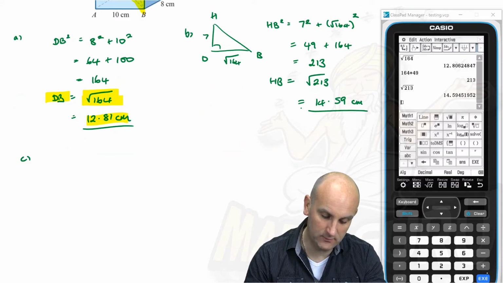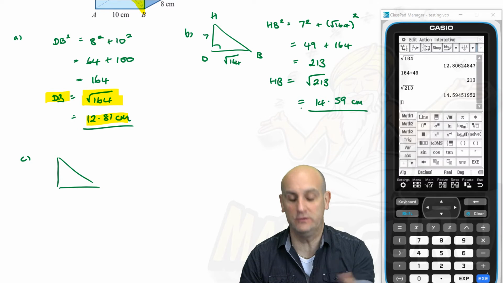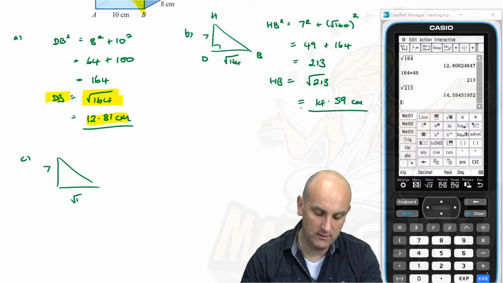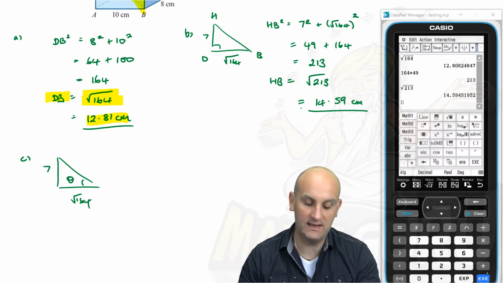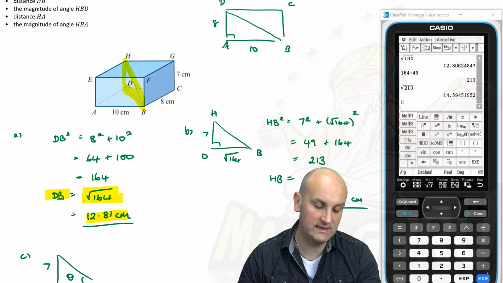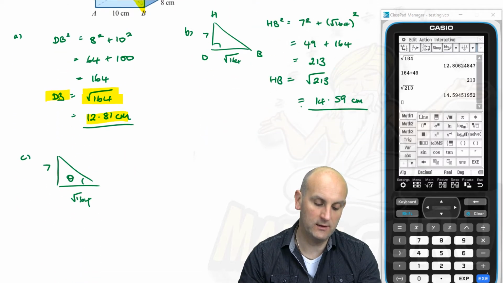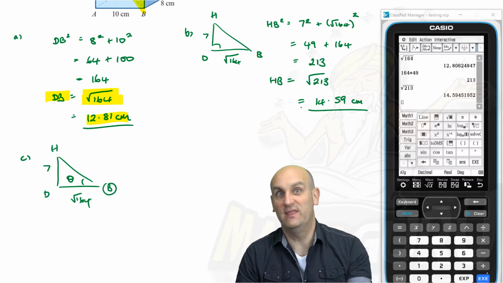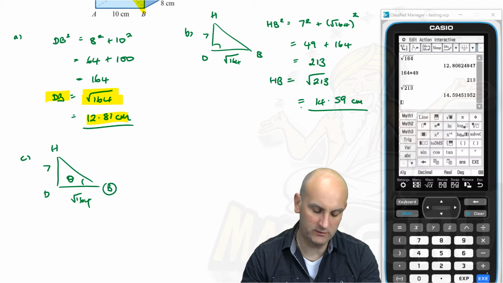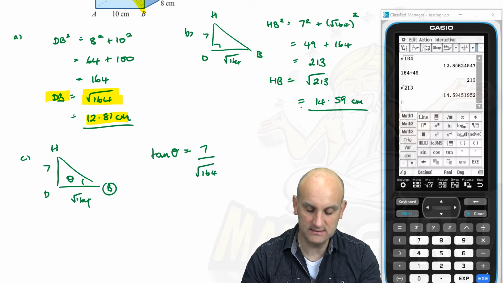So for part C, we're going to draw my triangle. Now I only need to know 2 side lengths. And again, I'm going to use 7 and the square root of 164. This is the angle I'm looking for. Now again, when it wants an angle and it's given 3 letters, the one in the middle is the one they're looking for. H to B to D. So here's H, B, D. The letter B was in the middle, and that's the angle they are looking for. Okie dokie. So we've got opposite and adjacent. So we now know the tan of my angle is equal to the opposite side divided by adjacent side.